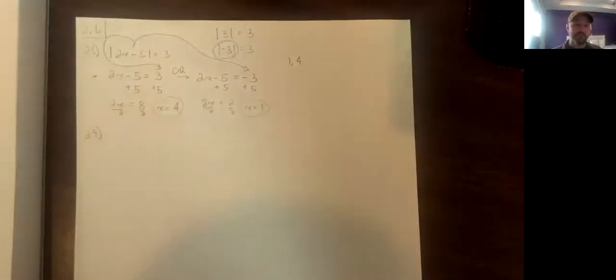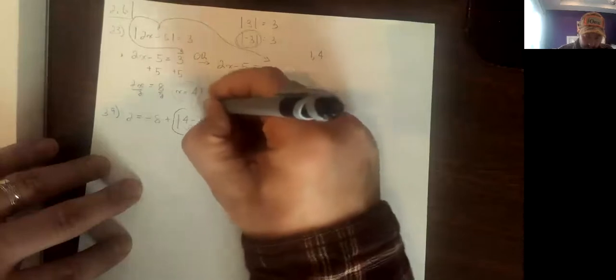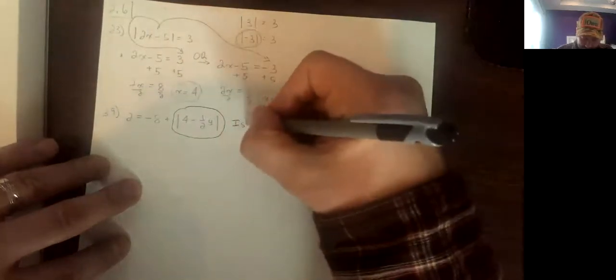I want to move to 39. Don't let this throw you off. Just know you take the absolute value away and you have a positive answer and a negative answer. Number 39, we have to move something first. And this, I will tell you, is one area where I see the most mistakes. Here's my absolute value. I need to isolate that.